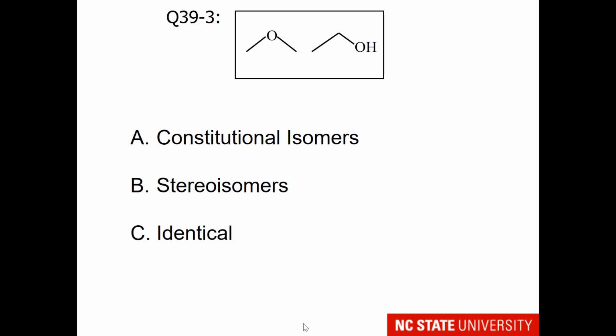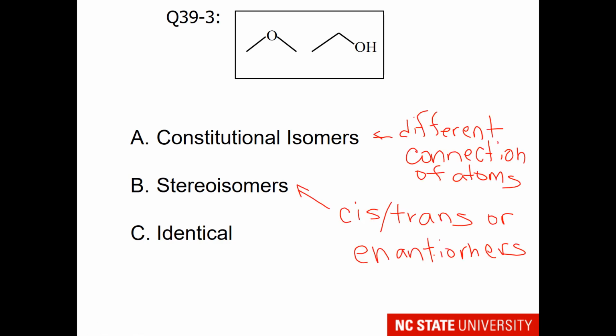So here is your mission for your last few lecture questions. Looking at the picture above, are they constitutional isomers, stereoisomers, or the same molecule? As a reminder, constitutional isomers have a different connection of atoms, whereas stereoisomers that you've been introduced to are cis-trans or enantiomers. For this one, notice how the oxygen is in the middle for one compound and on the end for a different compound.